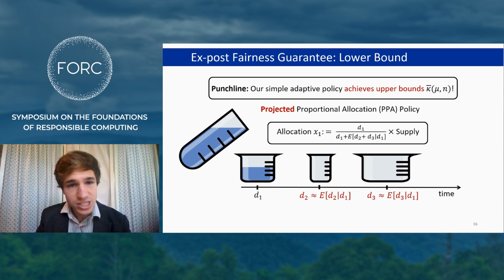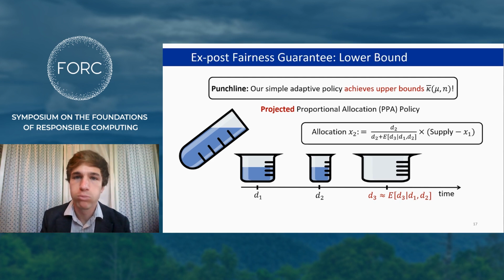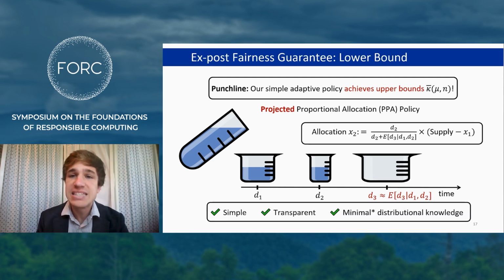Now for the second agent, we're going to have lost some amount of our initial supply, but we're still going to allocate proportionally based on the remaining expected future demand. Now I want to emphasize that this policy is adaptive, and we'll come back to that because it is an important feature of our policy. But I also want to emphasize that our policy is simple, it's transparent, and it requires minimal distributional knowledge. All we need to know are conditional first moments.